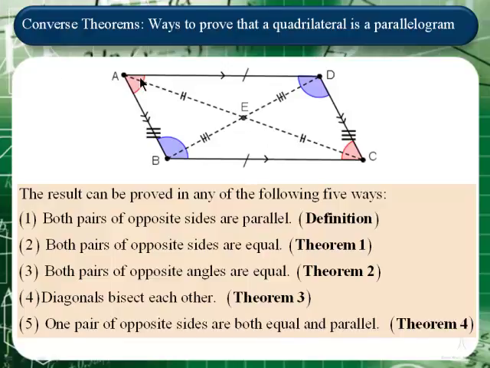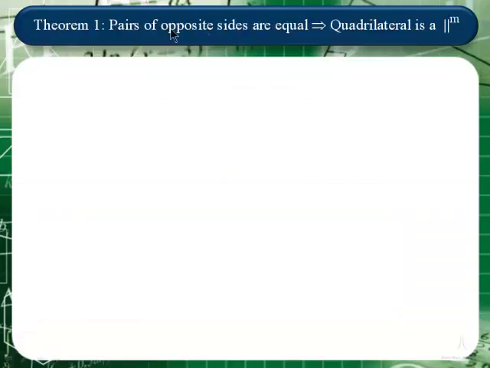For instance, if we know that AD is equal to BC in length, and we know that AD is parallel to BC, then we can easily prove that AB will also be parallel to DC, which will make it a parallelogram. We will have a look at this at a later stage. Now prove that if pairs of opposite sides are equal, then we can prove that the quadrilateral is a parallelogram.